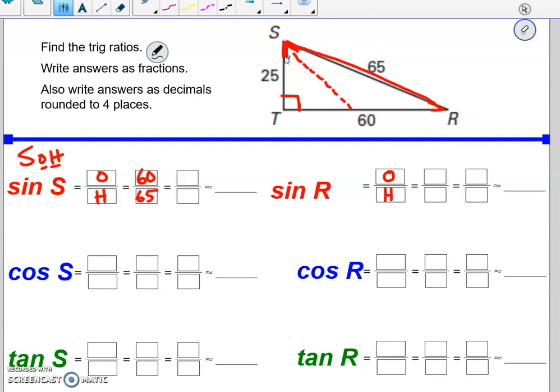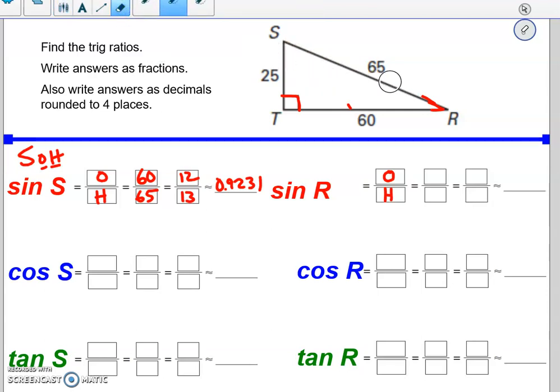So the ratio of the opposite over the hypotenuse based on it coming from angle S is 60 over 65, but I'd want to simplify that the best I can. If I'm leaving it as a fraction, I could divide those by 5 and I would get 12 over 13. And more likely than not, we'd want to approximate that by putting it into a calculator, and we would get 0.9231.